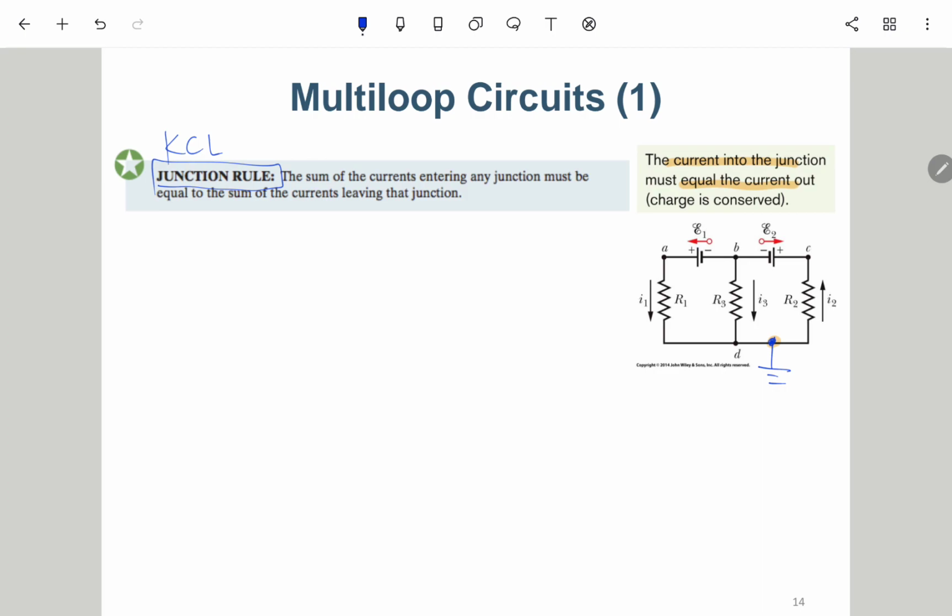But actually this circuit is really easy. Let me write out the solution first, and then I'll explain more later. We try to use the junction rule to write out the current equations. To do that, we actually need some voltage parameters. Let's define this one as VB.